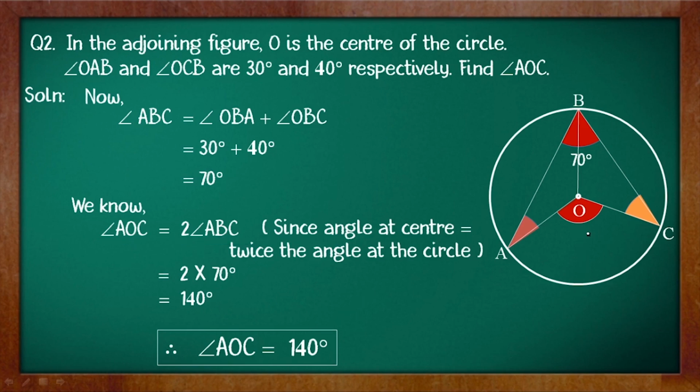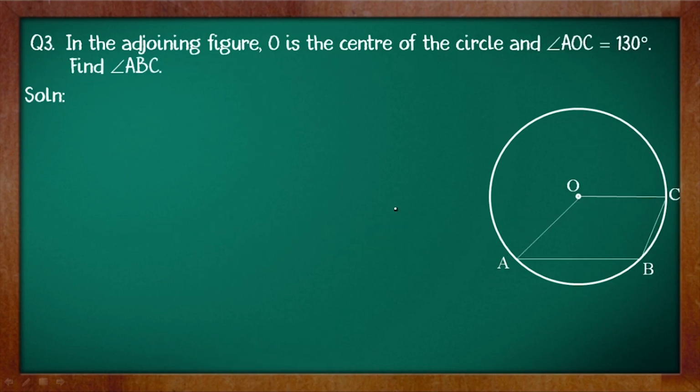So this is how we solve this problem. Let us see one final example so that you understand this theorem properly. In this question it is given that in the adjoining figure, O is the center of the circle and angle AOC is 130 degrees. We need to find the value of angle ABC. As always, we will start by writing given. Given is angle AOC is 130 degrees, and we need to find the value of angle ABC.